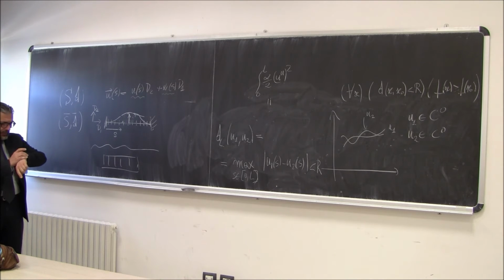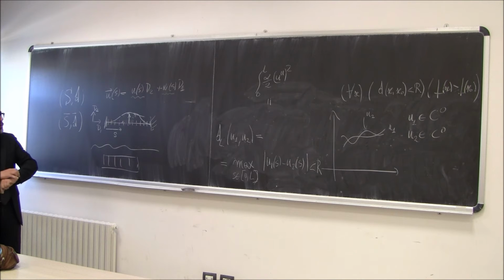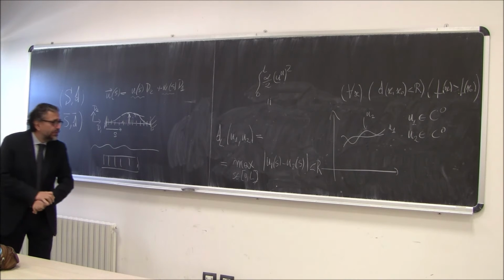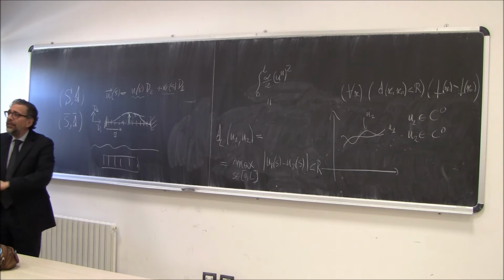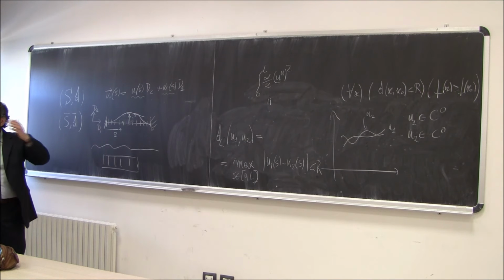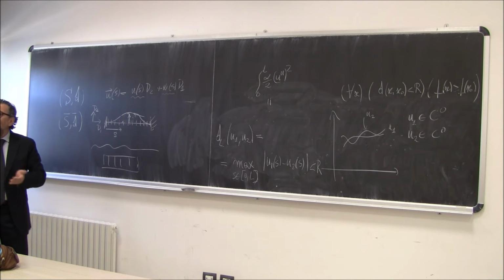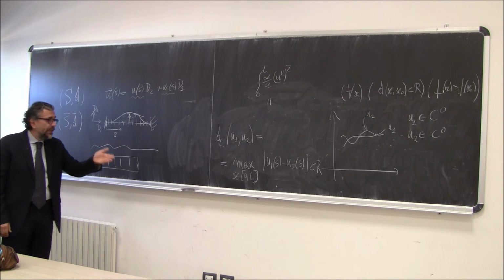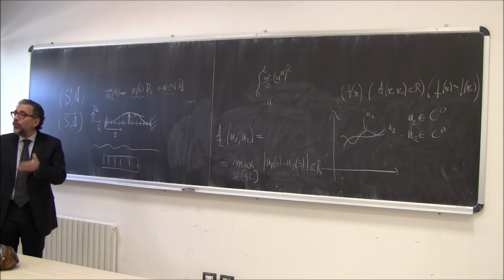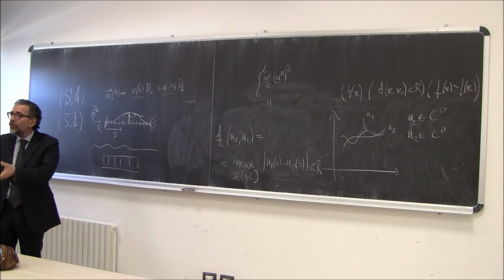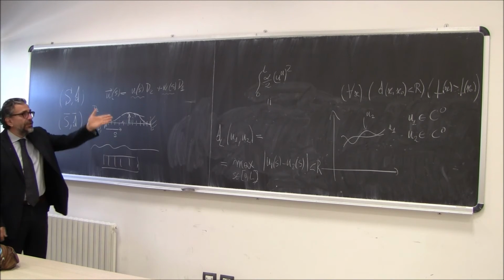Now, we need to discuss the development of the theory for discovering that this metric is not good. And the reason for which this metric is not good is due to the engineering applications we have in mind for the theory of beams.